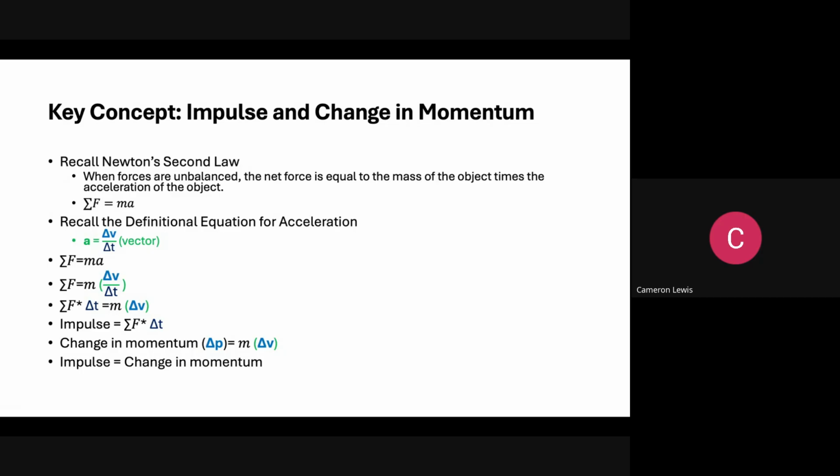And something to notice too, if you see how we had it in the beginning, we got impulse and change of momentum from the same Newton's second law equation. So basically we can conclude that impulse is equal to the change of momentum.